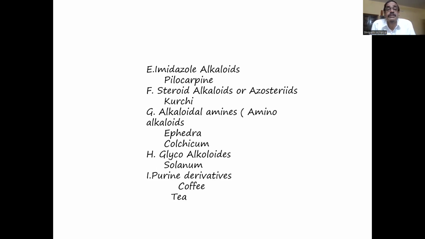Imidazole alkaloids. Example: pilocarpine. Steroid alkaloids or azosteroids. Example: curcumin. Alkaloidal amines. Amino alkaloids. Examples: ephedra and colchicum. Next, glycoalkaloids. Example: solanum. And lastly, purine derivatives. Examples: coffee and tea.